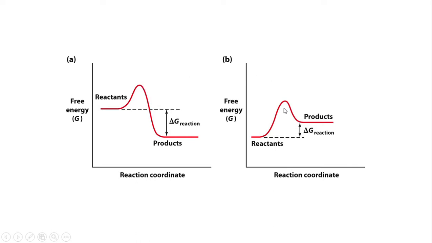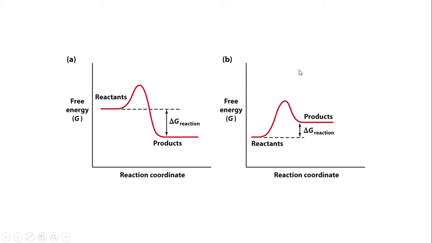Okay. On the right, we have a non-spontaneous reaction. So let me take a step back here first. This reaction is spontaneous in the forward direction. However, it is non-spontaneous in the reverse direction. Look at the hill that has to be climbed going in the reverse. In reverse, the products have higher energy than the reactants. So in other words, it's non-spontaneous.